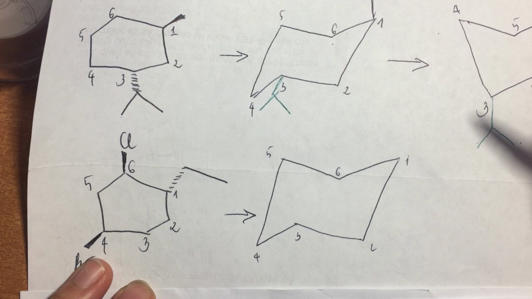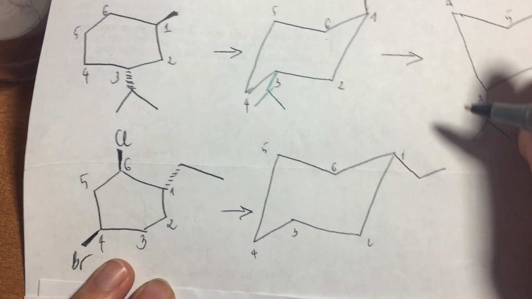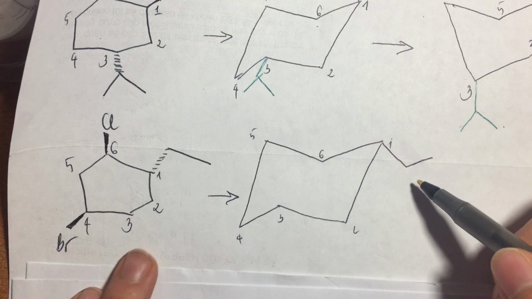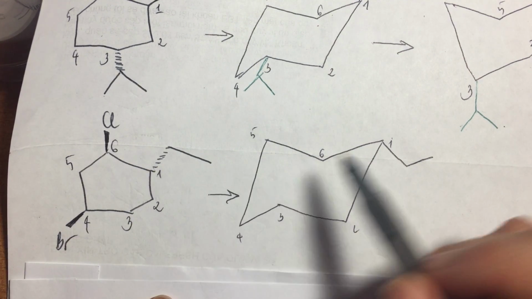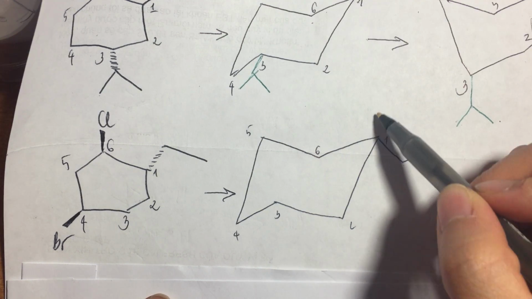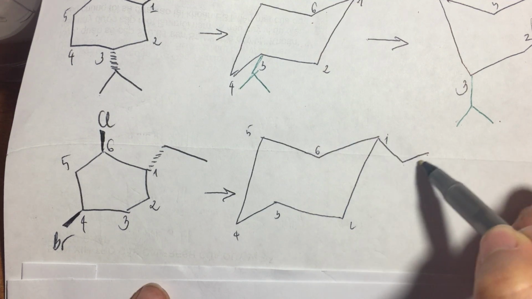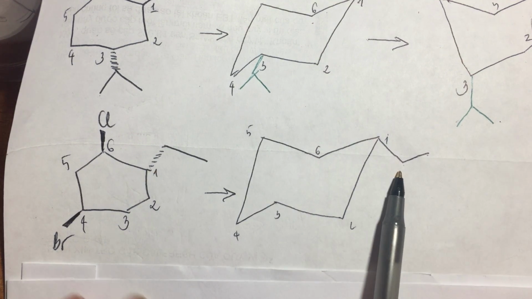So my equatorial is pointing down. It should go like this. This is my equatorial at number 1 because this is dash. It should go pointing down, not pointing up, because my axial is pointing up. So I cannot put it in axial. I have to put it in equatorial because dash means down.